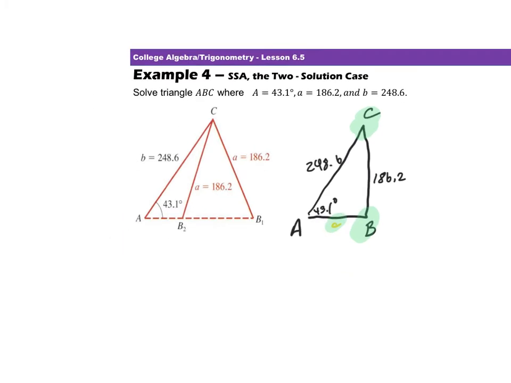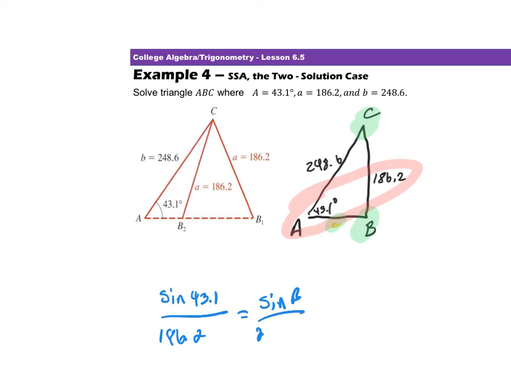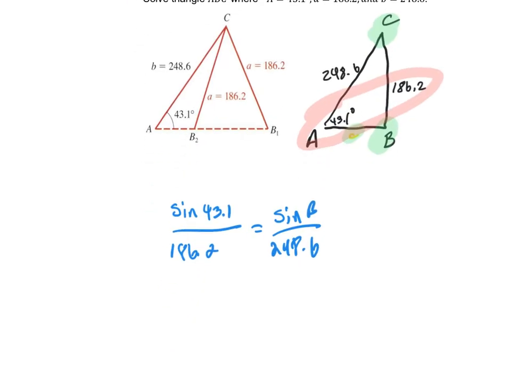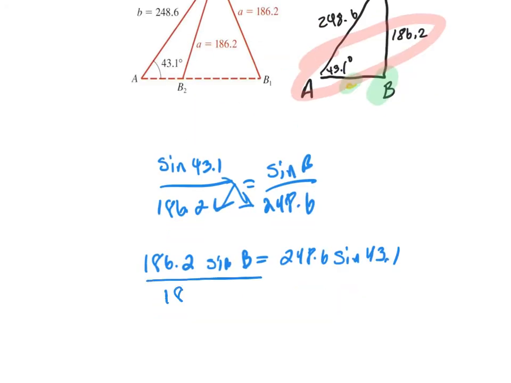So start with what they gave us. They gave us the proportion between the side and the angle measure of angle A. So I'm going to say sine of 43.1 over 186.2 equals, let's find angle B, so sine of B over 248.6. So when I cross multiply, I have 186.2 times the sine of B equals 248.6 times the sine of 43.1. Now I'm going to divide both sides by 186.2.